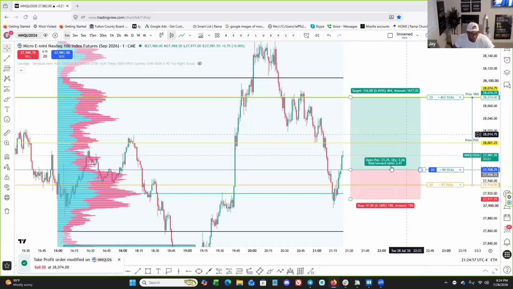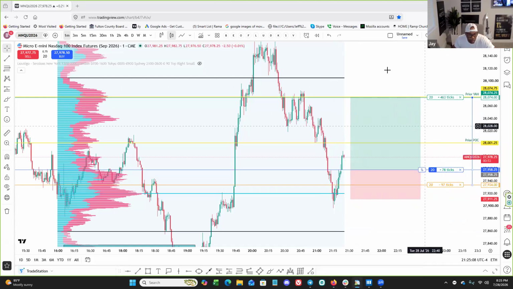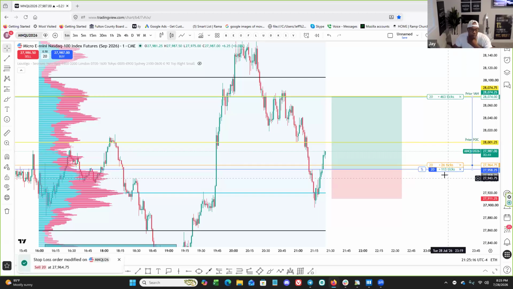Or you could try to see if you can get, I'm not gonna call it the full rotation because we didn't come all the way down here to this value area low, but we came down pretty far and we're up. We're gonna see where we can take this, right? So now we're up about 112.